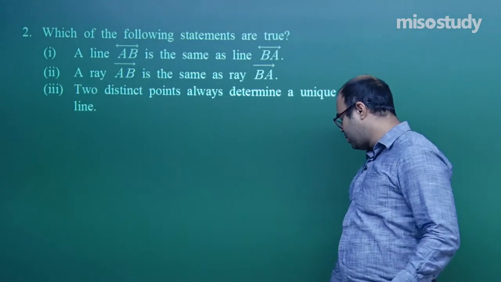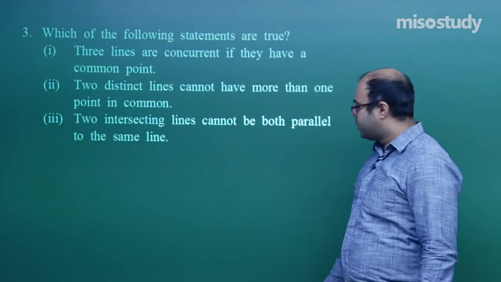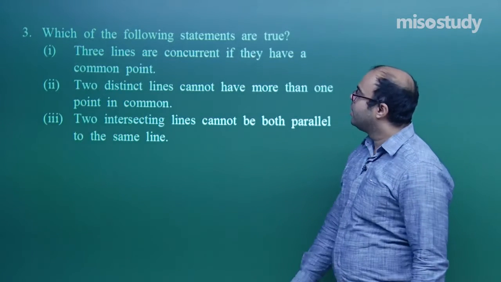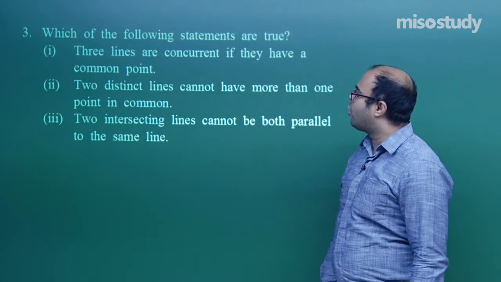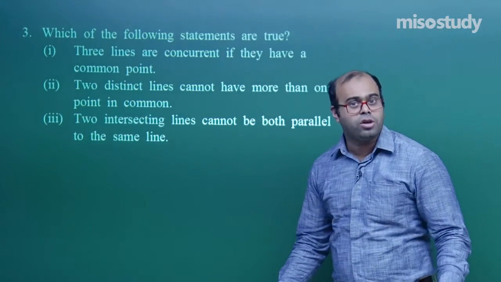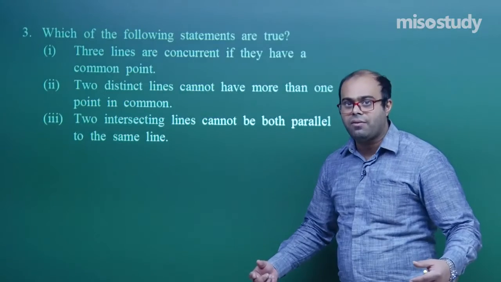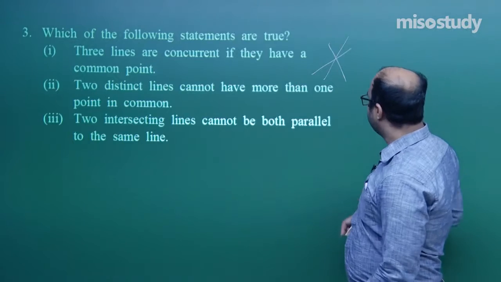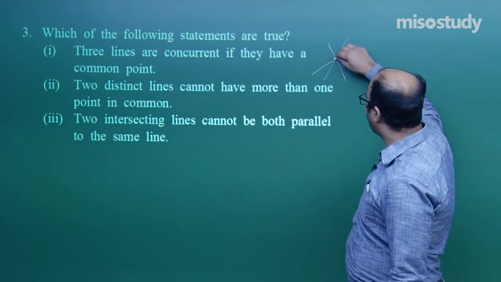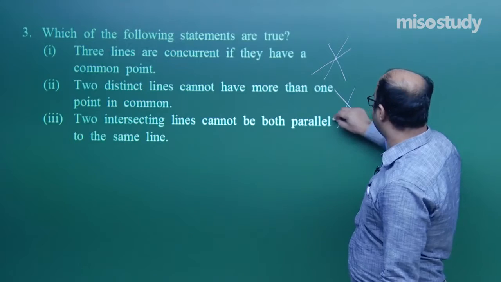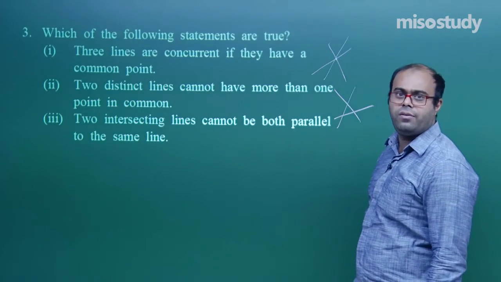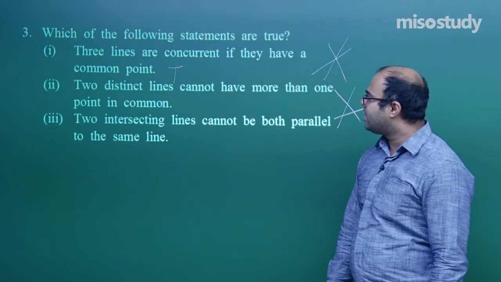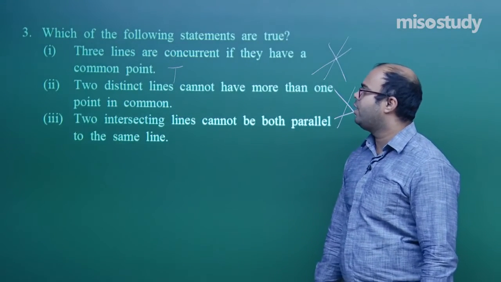Another question, which is also of 1 mark, again true and false. So, what are the statements here? Three lines are concurrent if they have a common point. Yes, this is the definition of concurrency, that if the lines have a common point, then they are said to be concurrent. These 3 are concurrent lines, they have a common point. If we take it like this and this, these are not concurrent, they do not have a common point. So, yes, this statement is true. Two distinct lines cannot have more than 1 point in common.